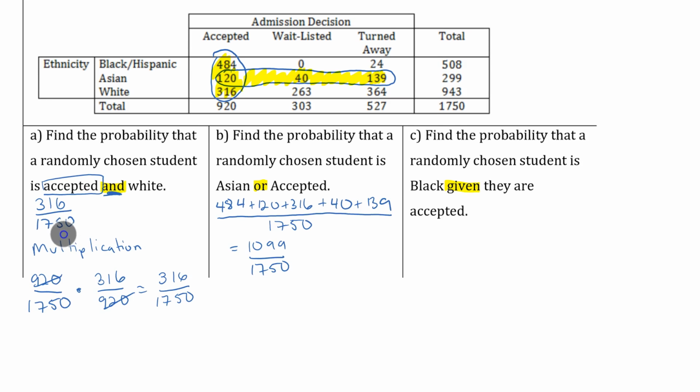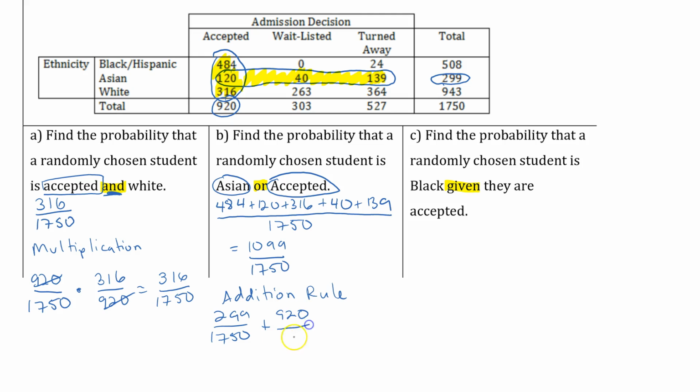Now let's see how this would work out if we were to use the addition rule. So remember, what the addition rule tells us is we can add the probability of the first thing plus the probability of the second thing, but then we're going to subtract out the overlap. So let's put this together. If they were Asian, well, we saw the probability of selecting an Asian student is 299 of them out of the 1750. Plus, we want the probability that they're accepted, so there's 920 of those out of the 1750.